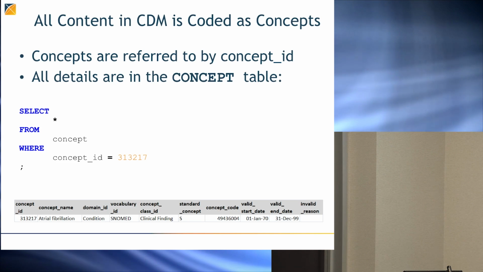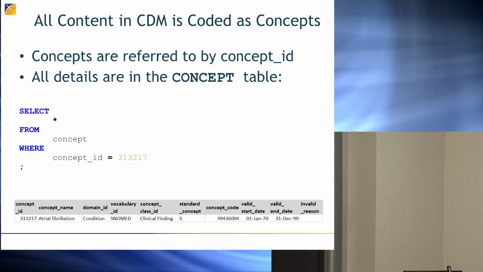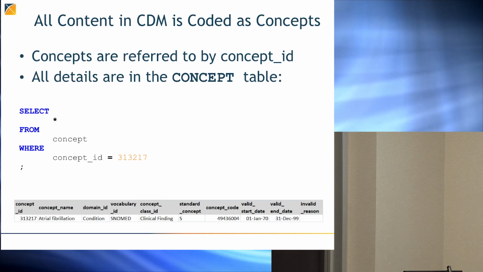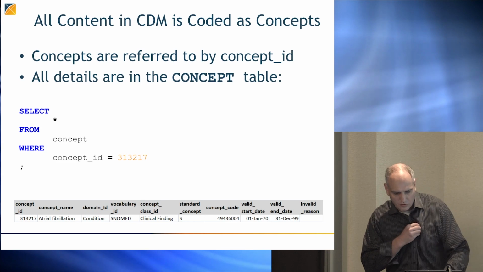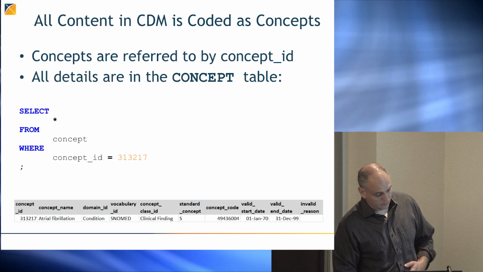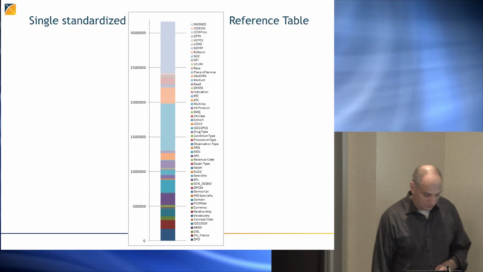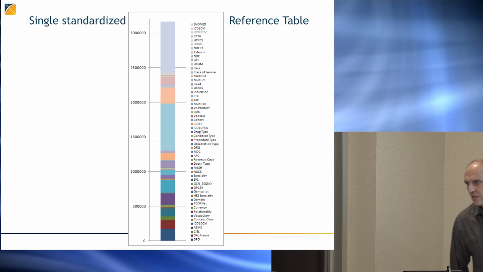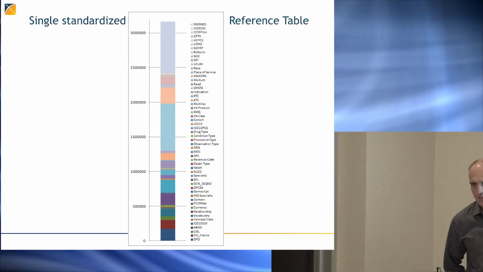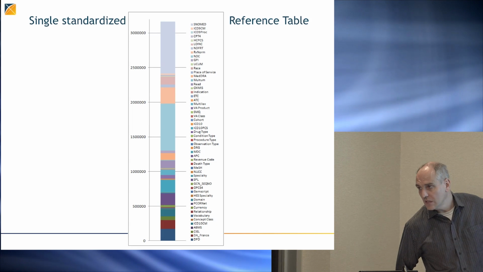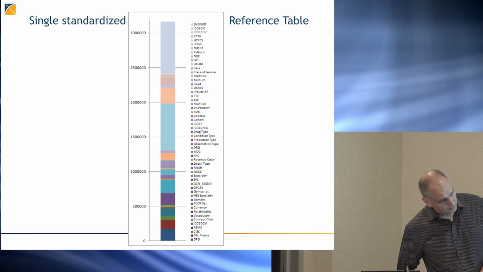Let's take a look at it. Select star, all fields, from table concept, where the concept ID is 313217. You can do that if you want. You can run it, or you can listen. You don't have to do it yourself. If you do it, you get the result, and it's going to give you the record in the reference table. It's just a normal reference table, just like thousands of reference tables that you've already worked with, and you get the result.